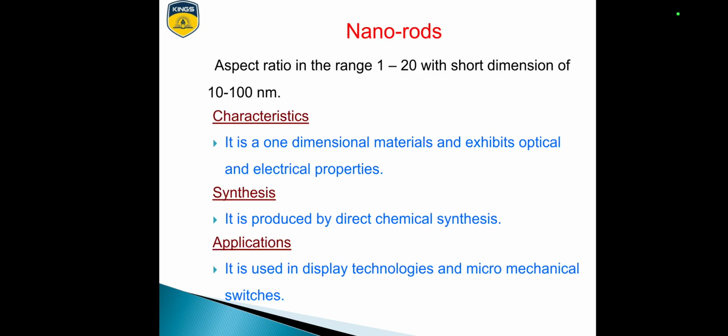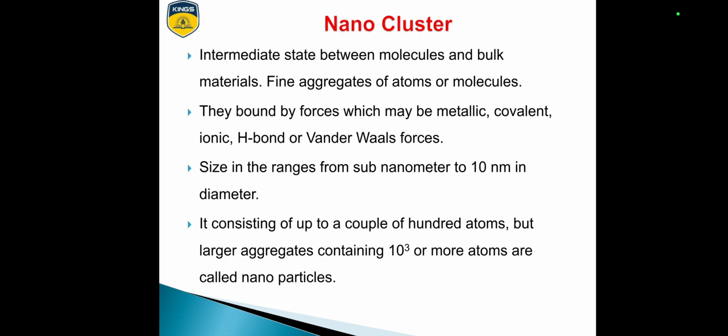Then we move on to the next one, nanorods. For nanorods, the aspect ratio is in the range 1 to 20 with a short dimension of 10 to 100 nanometers. Characteristics: it is a one-dimensional material and exhibits optical and electrical properties. It is synthesized by direct chemical synthesis. Application: it is used in display technologies and micro-mechanical switches.